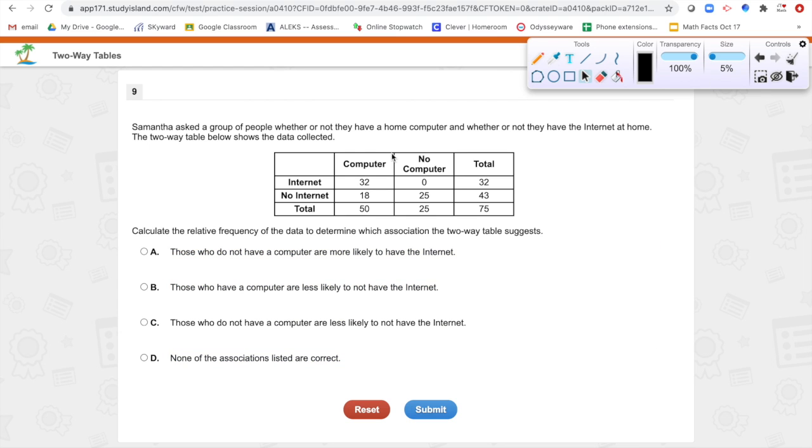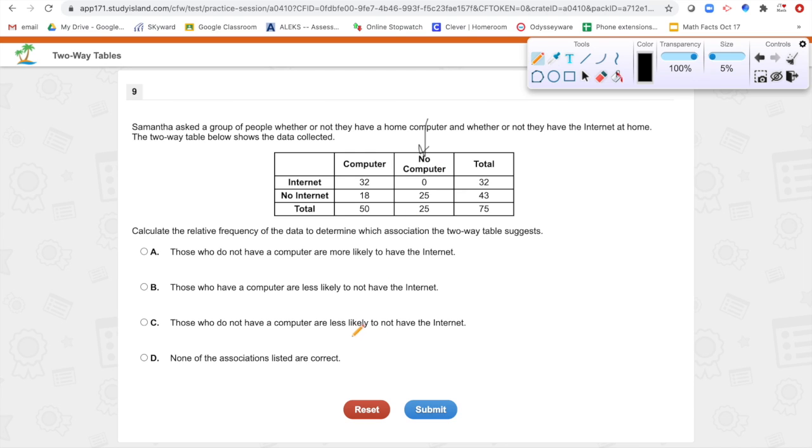Okay. This one. I'm going to be honest with you. I got tripped up on this one. I got this one incorrect, and you'll see how I learn from my mistakes. So looking at those who do not have a computer are more likely to have the internet, and that's true. No computer, 0 people have the internet. Second one, looking at a computer, 32 people have the internet, so you're likely to have the internet.